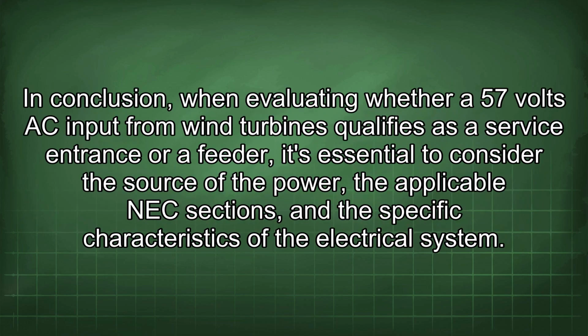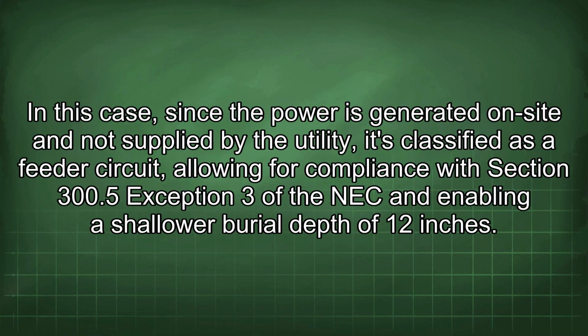In conclusion, when evaluating whether a 57 volts AC input from wind turbines qualifies as a service entrance or a feeder, it's essential to consider the source of the power, the applicable NEC sections, and the specific characteristics of the electrical system. In this case, since the power is generated on-site and not supplied by the utility, it's classified as a feeder circuit, allowing for compliance with Section 300.5 Exception 3 of the NEC and enabling a shallower burial depth of 12 inches.